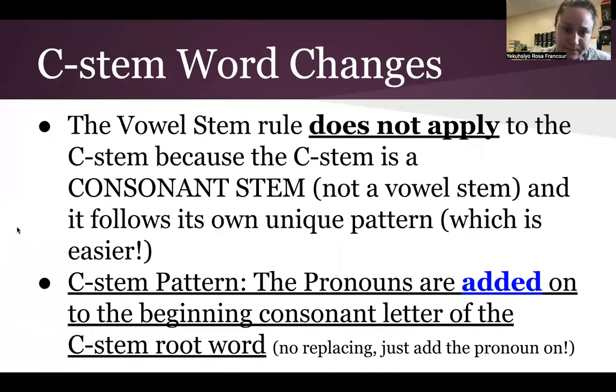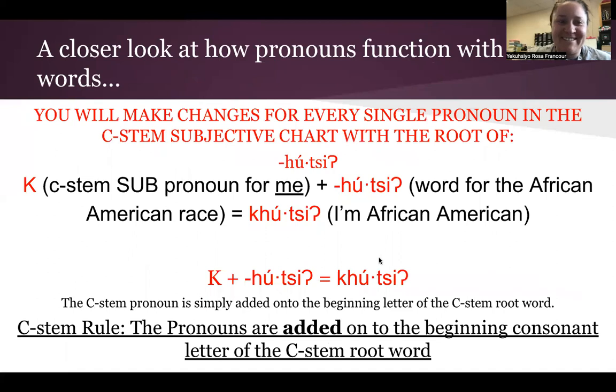The rule is, well, the vowel stem rule does not apply to the C stem, because the C stem is a consonant stem, which means that it's not a vowel and it follows its own unique pattern. The pattern is that the pronouns for the C stem, only C stem verbs, are added to the beginning consonant letter of the C stem root word or verb. So they are not replaced, they are added on. It's different, okay? Nothing goes anywhere. You just add your pronoun right to the beginning. Okay, so that's even easier.